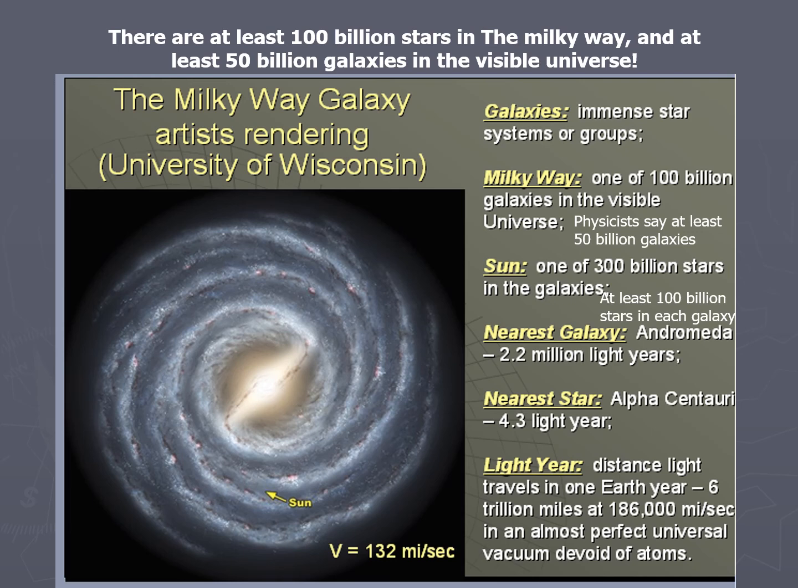So, how many stars are there in each galaxy? Our astronomers tell us that there's at least 100 billion stars in each galaxy. Okay, that's a lot of stars out there. What is the nearest galaxy to us? It's called the Andromeda Galaxy, 2.2 million light years away. The nearest star is pretty close, Alpha Centauri. It's only 4.3 light years away.